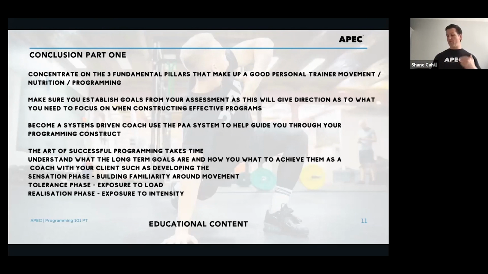But what I'm going to do now is pass you over to Dave, and he's going to bring you through a live case study of a client that he's worked with. He's going to show you how he implemented the PAA system when programming, and how he implemented the sensation phase over a 12-week period. And like I said, if you have any questions about this at the end, please do feel free to drop them in the chat box and I will answer them.